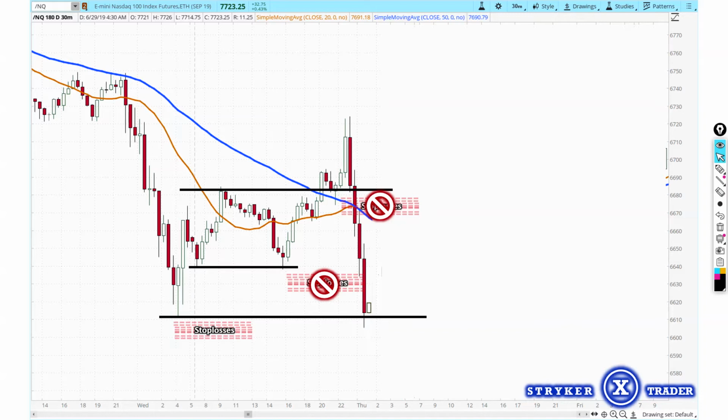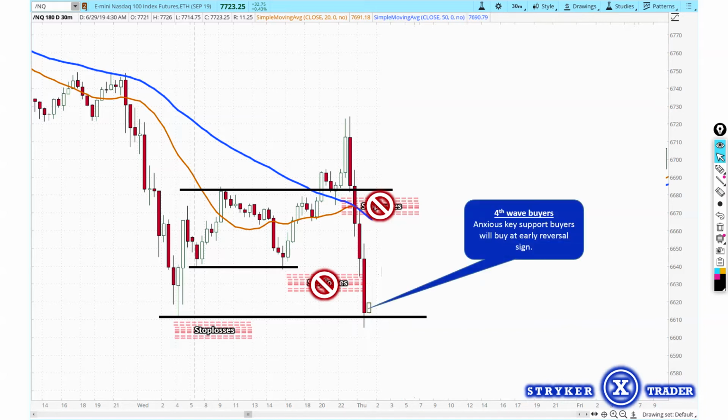Right, then after that, there's small signs of reversal, and there'll be a fourth wave of buyers here. They'll also be anxious to buy when there's any sign of reversal over here, placing their buy orders here and stop losses. But the thing is that there's no clear candle like a bullish pin bar or bullish markup bar to actually take an entry for me right here.